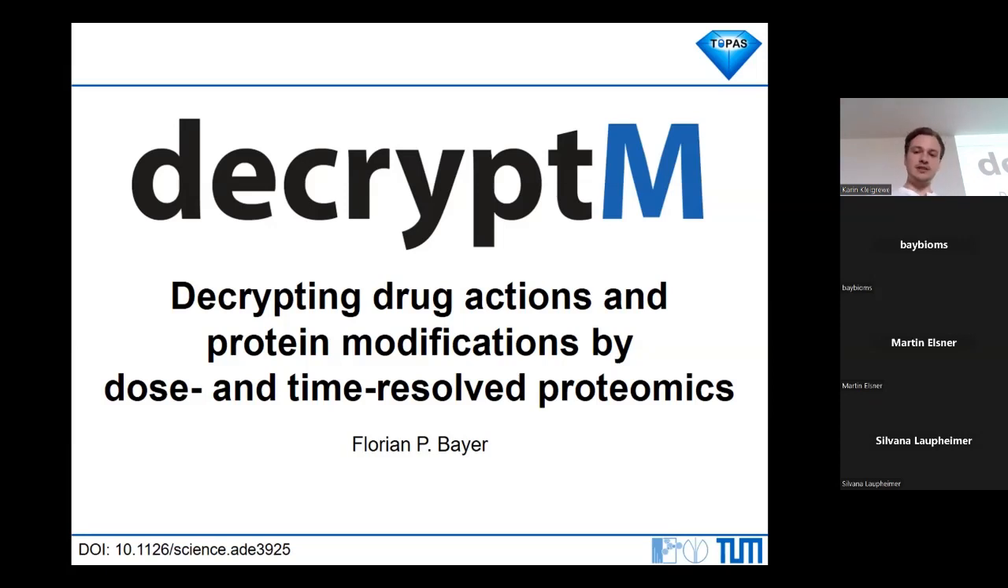So, we call this technology Decrypting. So decrypting PTMs and drug actions on the entire proteome. And before we really go into details, I just thought let's start a little bit smooth.